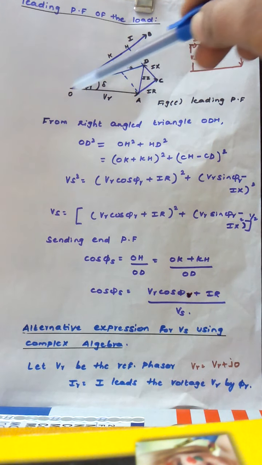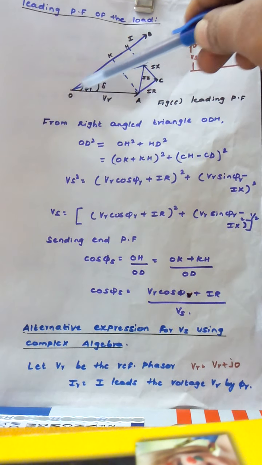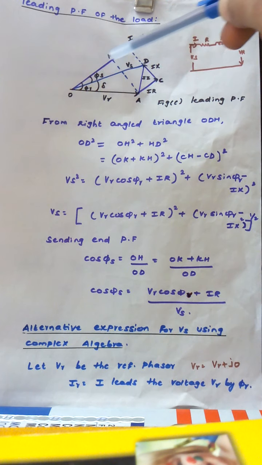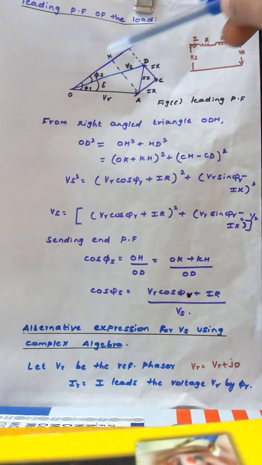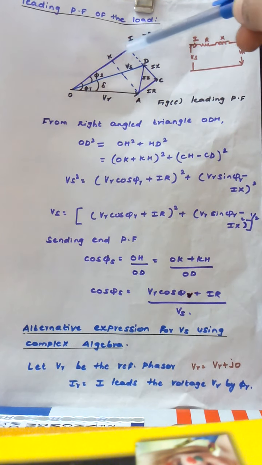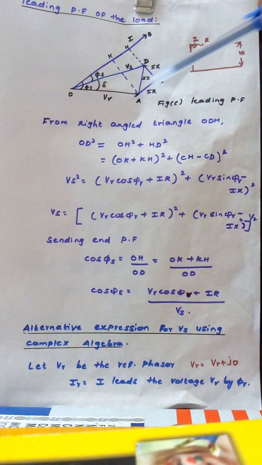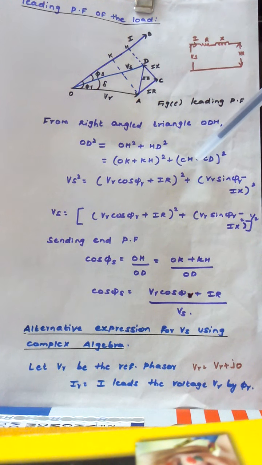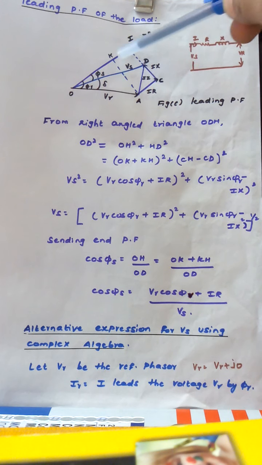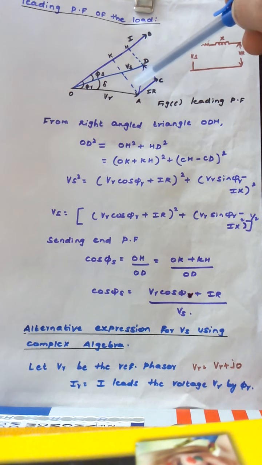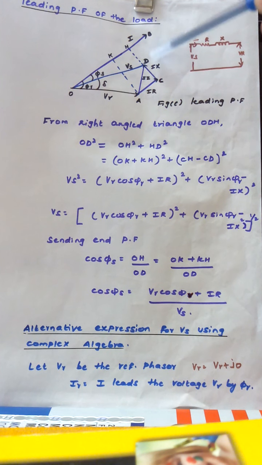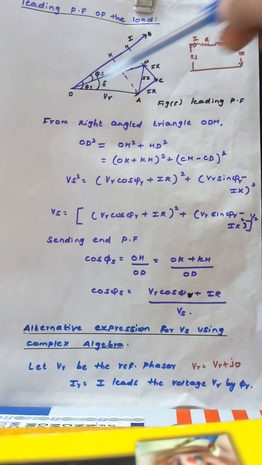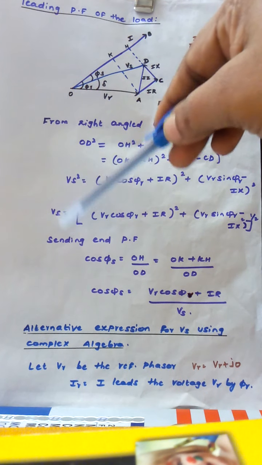OK is nothing but this. VR is resolved into two components, that is VR into cos phi R and another one, VR into sin phi R. So OK is nothing but VR into cos phi R, and here KH is parallel to AC, that is IR. So we can write it as I into R. And again CH is parallel to KA, so this is nothing but VR into sin phi R minus CD. CD is nothing but your reactive drop, that is I into X. So in that we are getting VOD, which is nothing but VS, so it is VS square. From that we can find out VS.